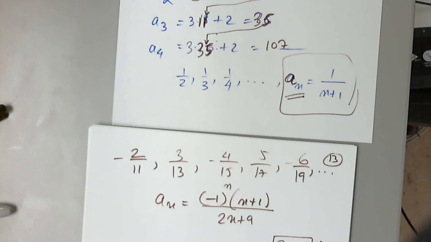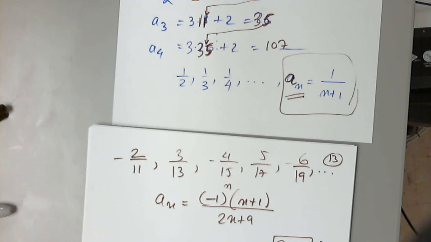And now it is wise to check again. When n is 1, I have negative. 1 plus 1 is 2. That's correct. 2 plus 9, 11. I got the first term. Now when n is 2, I have positive. 2 plus 1 is 3, correct? 4 plus 9 is 13. When n is 3, negative, yes, it's negative. 3 plus 1 is 4. 6 plus 9, 15, and everything works. So that is the general term.